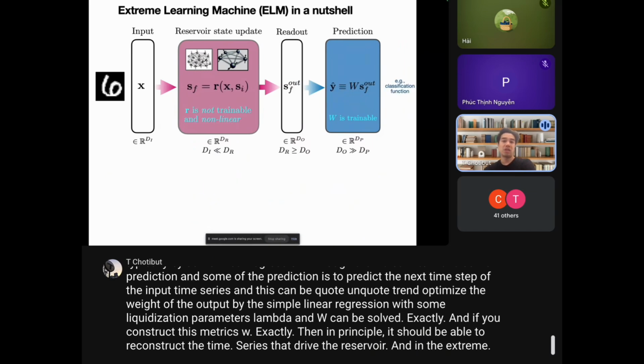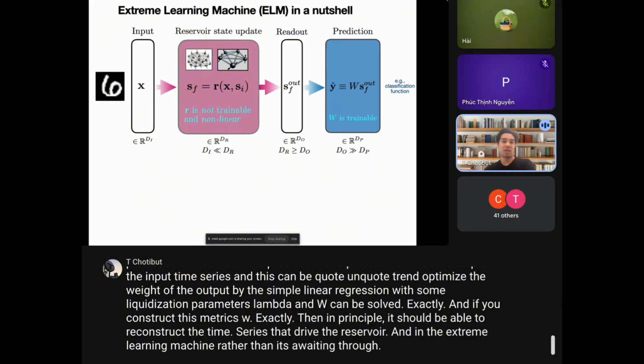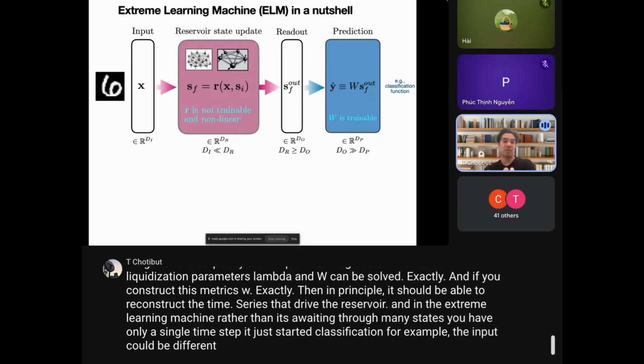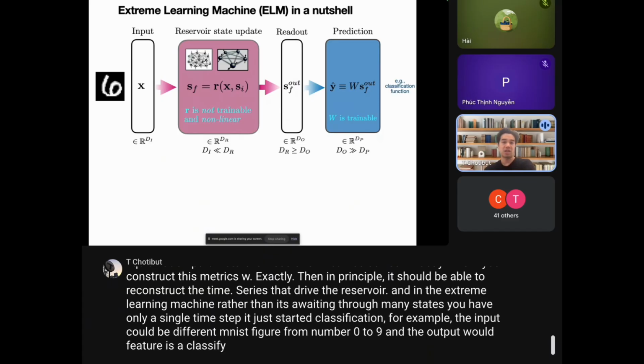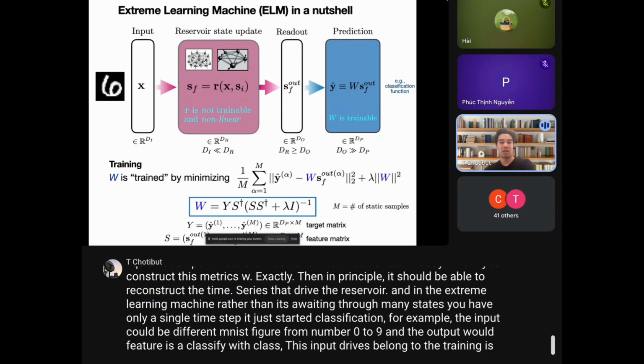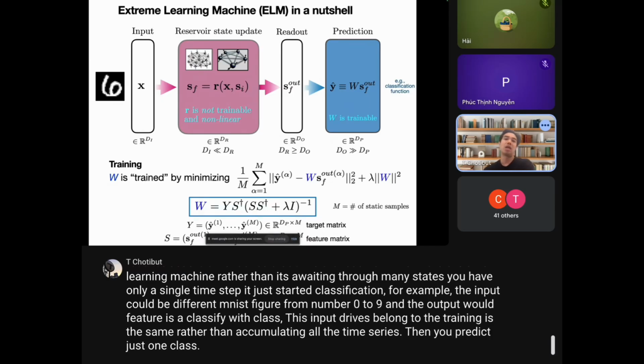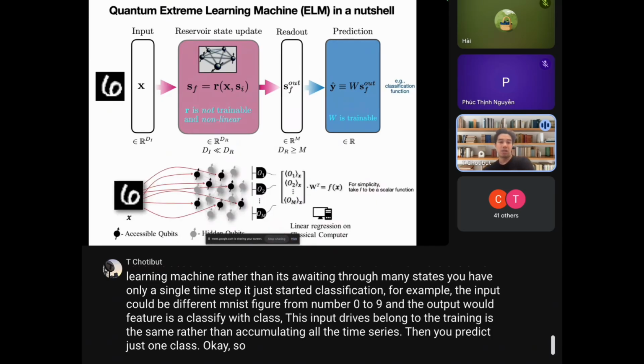And in the extreme learning machine, rather than iterating through many steps, you have only a single time step, which is static classification. For example, the input could be a different MNIST figure from number 0 to 9, and the output would just classify which class these input drives belong to. The training is the same. Rather than accumulating all the time series, we predict just one class. Okay, so this is the general extreme learning machine.